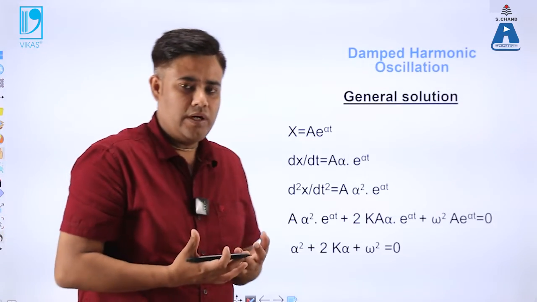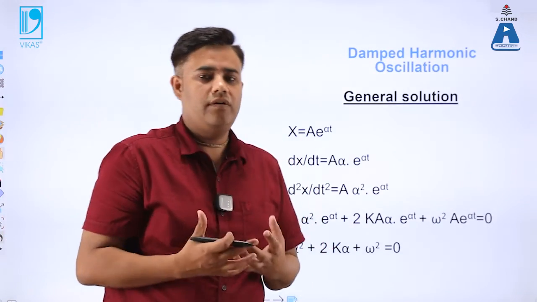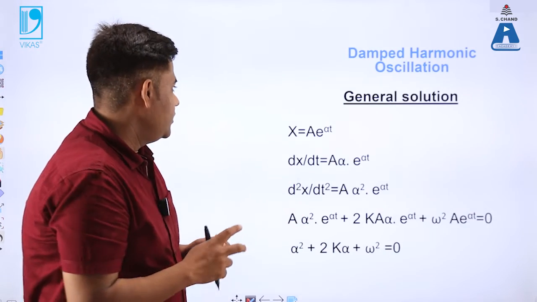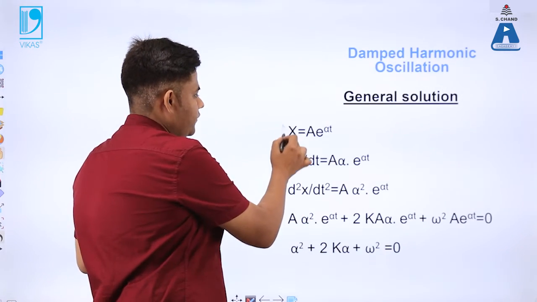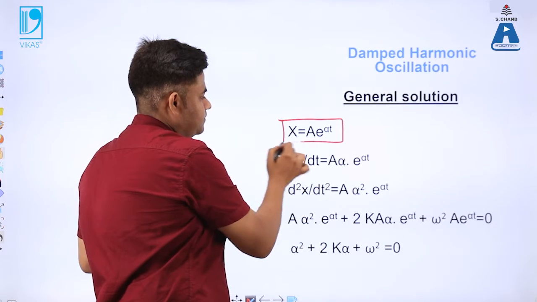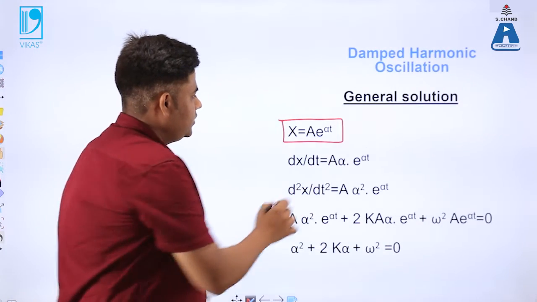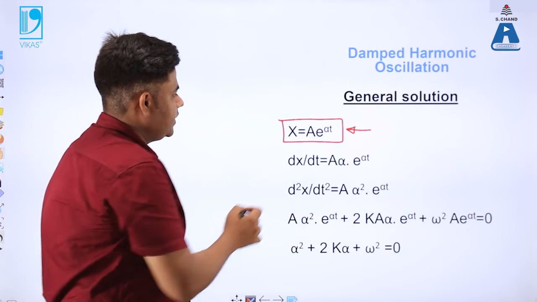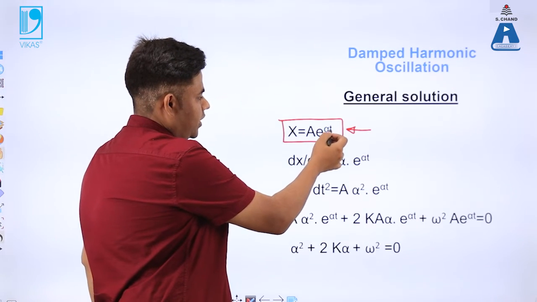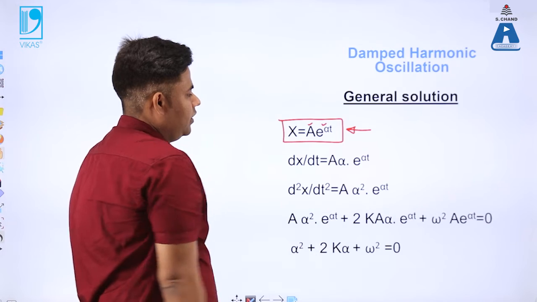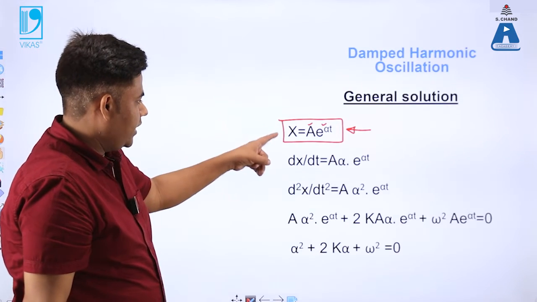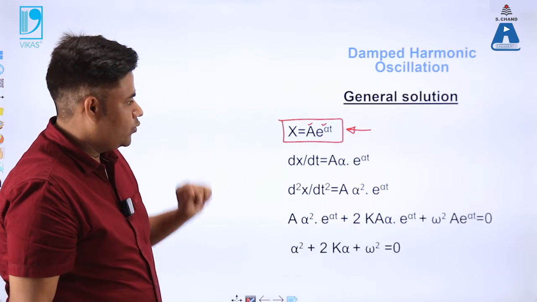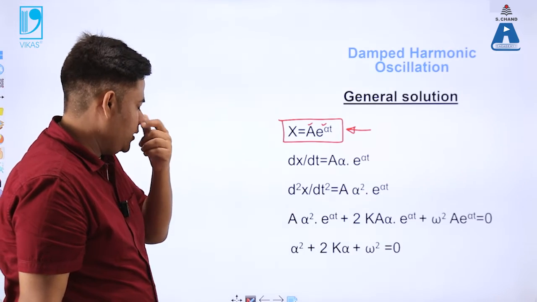Now I want to get a solution of this differential equation. The solution of this damped oscillation equation is x equal to a into e raised to the power alpha t, where a and alpha are constants. I need to differentiate it because I want to put it in the expression.